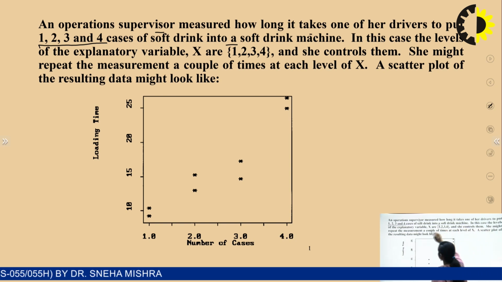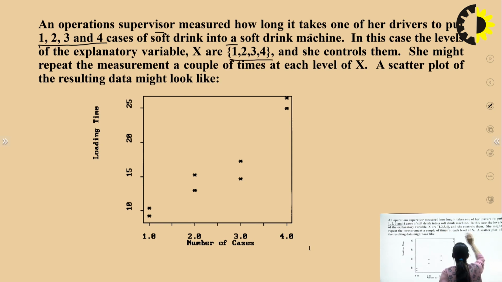The levels of the explanatory variable x are 1, 2, 3 and 4, and she controls them. She might repeat the measurements a couple of times at each level of x. A scatter plot of the resulting data might look like this. You can see the data looks like this, but there is a certain straight line.